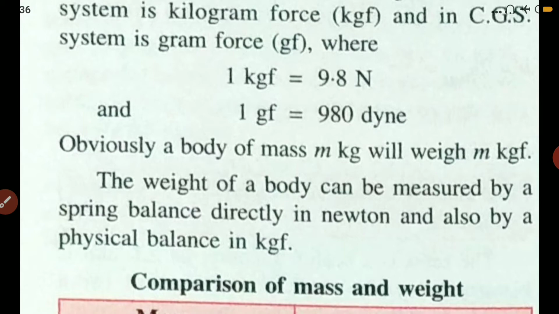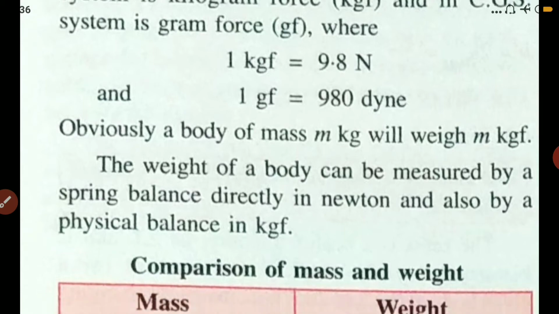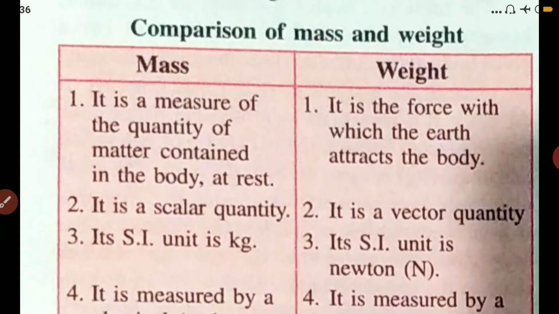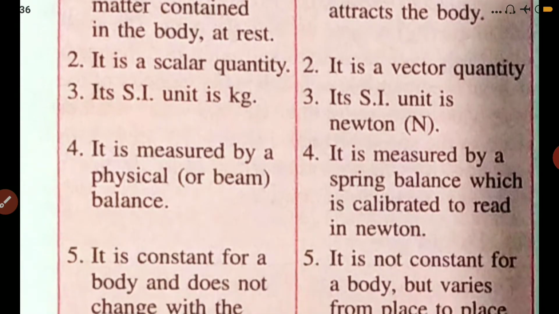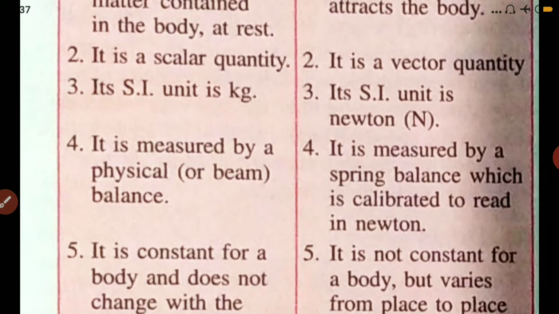The weight of a body can be measured by a spring balance directly in Newton and also by a physical balance in kgf. Comparison of mass and weight. Number 1, mass is the measure of the quantity of matter contained in the body at rest. Weight is the force with which the earth attracts the body. So they are two different things. Number 2, mass is a scalar quantity whereas weight is a vector quantity.